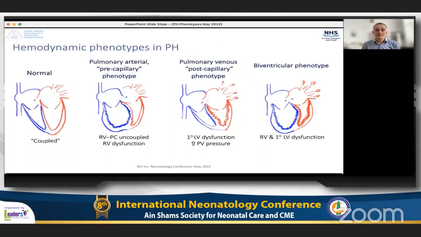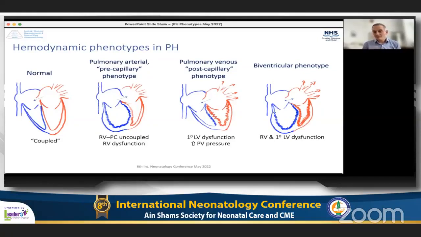So to summarize, when we think about the hemodynamics in pulmonary hypertension and in that clinical picture of PPHN, there may actually be quite different cardiovascular phenotypes. The normal situation is represented on the left-hand picture, what we might call coupled circulation. The right ventricle is coupled to the pulmonary circulation, the left to the systemic circulation. The second panel from the left represents what we might call a pulmonary arterial or precapillary phenotype, where we see right ventricular dilatation and dysfunction giving rise to secondary left ventricular compression and dysfunction. And characteristically, we'll see a right to left shunt at atrial level in these patients.